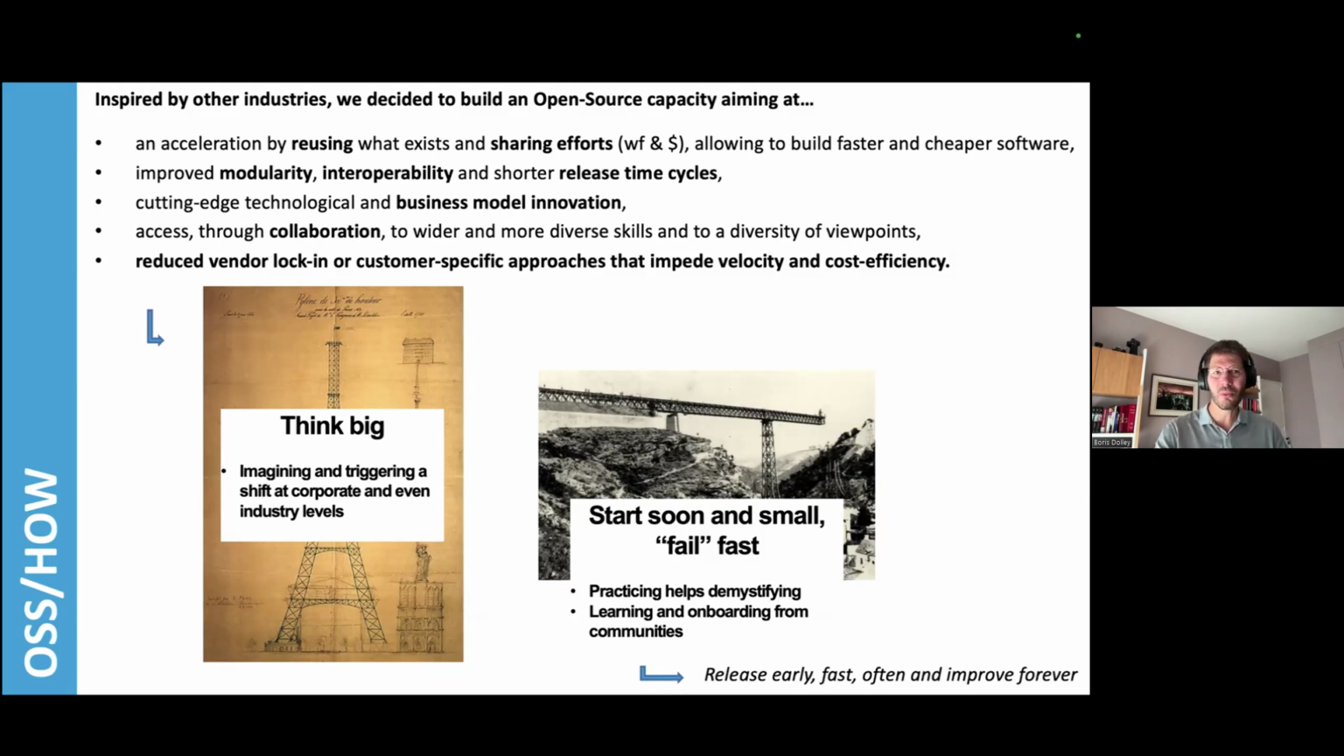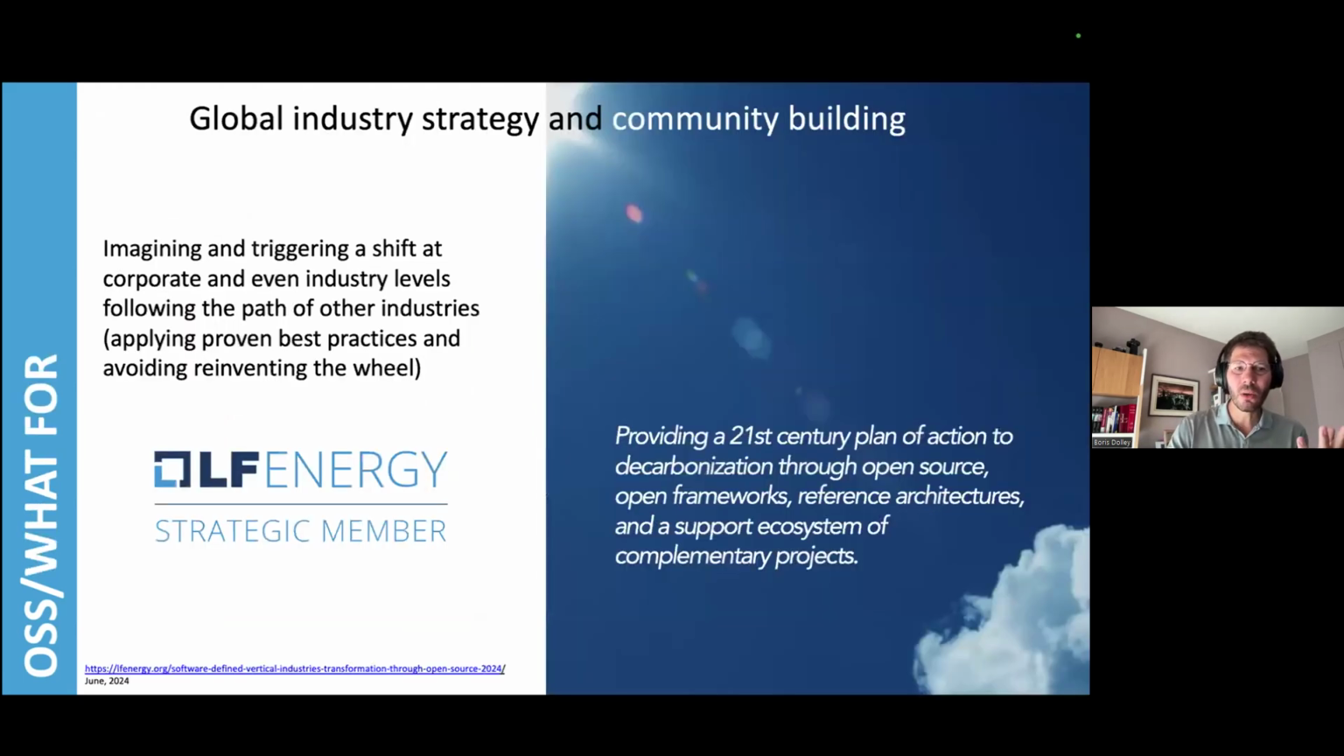And the demonstration will make the communities grow. So this is a very key takeaway for me. So what for? Why, when, how, but what for? We created a global industry strategy, and the target was to build a community to share what I'm sharing with you today.